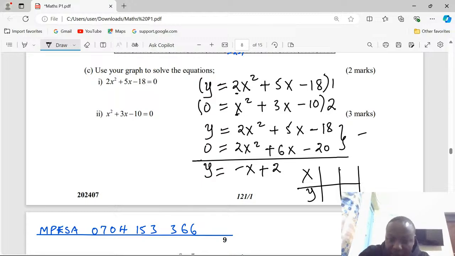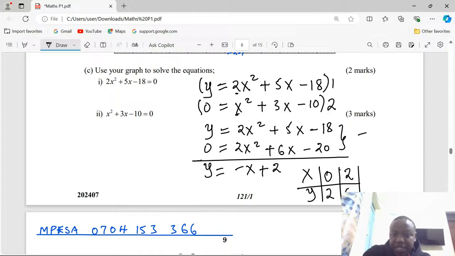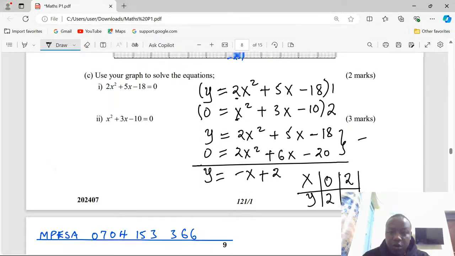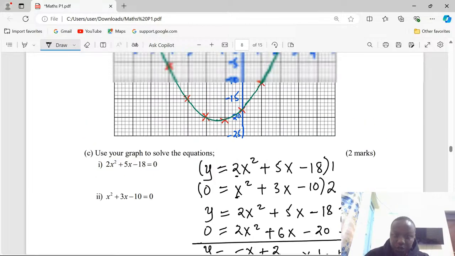So we can have x being 0, so that y becomes 2. When you substitute 0 in that equation, we shall get 2. Then we can go to the value of x being, let's say, even 2. When x is 2, the value of y shall be 0, because that will be negative 2 plus 2 becoming 0. So now with this, we can plot our line: 0, 2 and 2, 0.